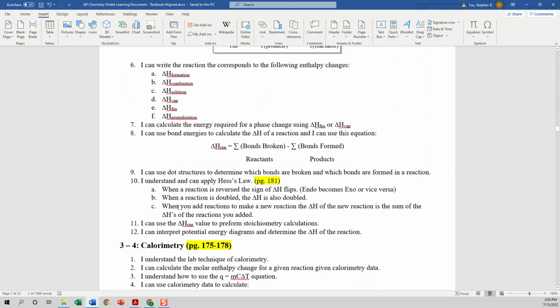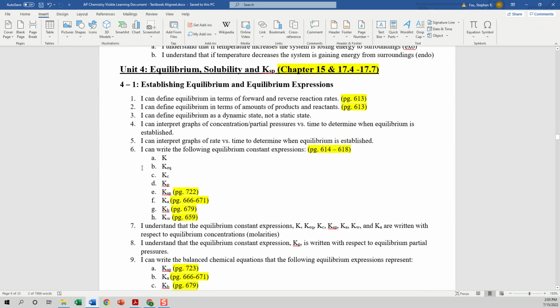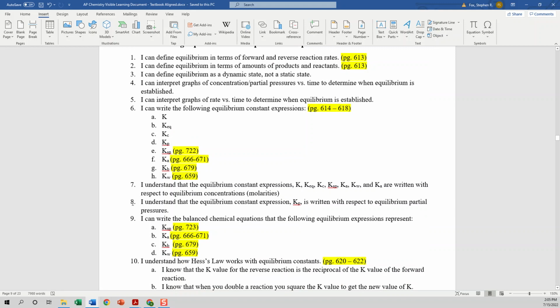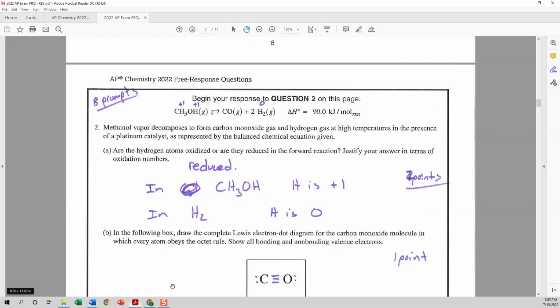So let's go to 4-1. So if you look at this, 4-1 6, I can write the following equilibrium constant expressions, and notice 6D is the Kp expression, so that's that one. But then it says here, number 8, I understand that the equilibrium constant expression Kp is written with respect to partial pressure. Okay, so to write an equilibrium expression, we do products over reactants. The coefficients become exponents.